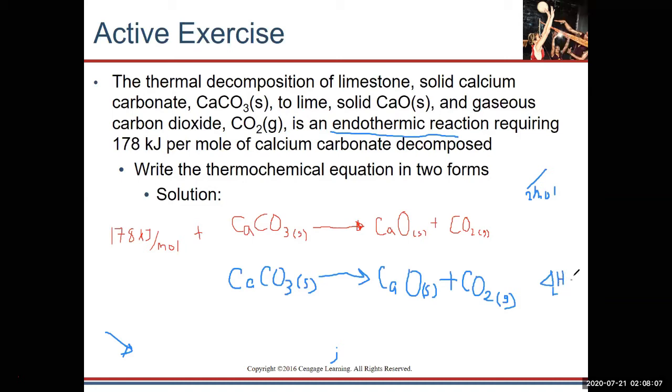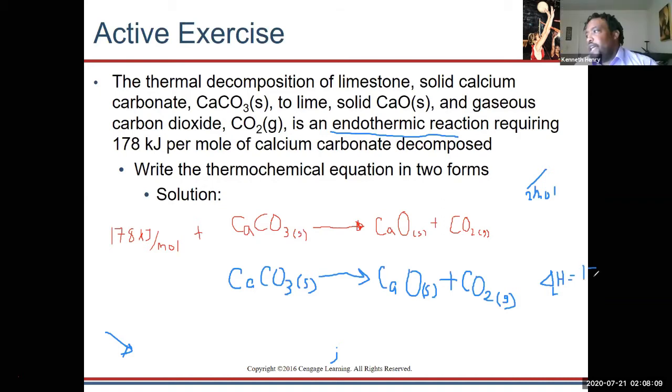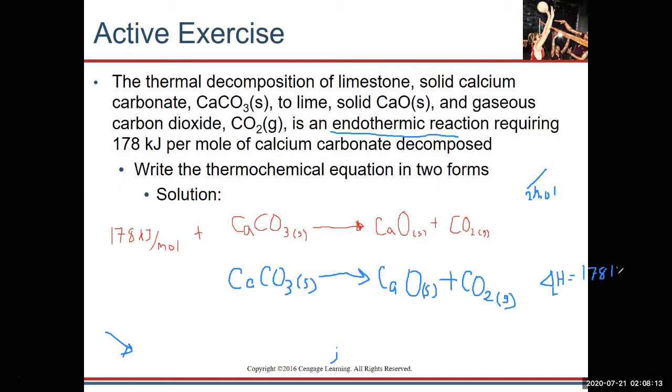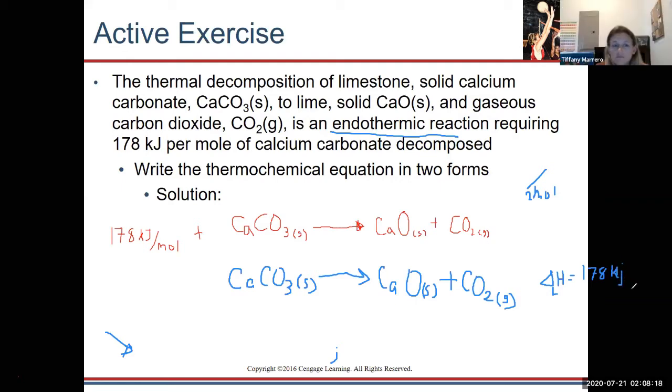R equals 178 kilojoules. Oops. I'll fix that in a second. Per 1 mole, or per mole. So we would still... Those are considered the two forms? That is the two forms.